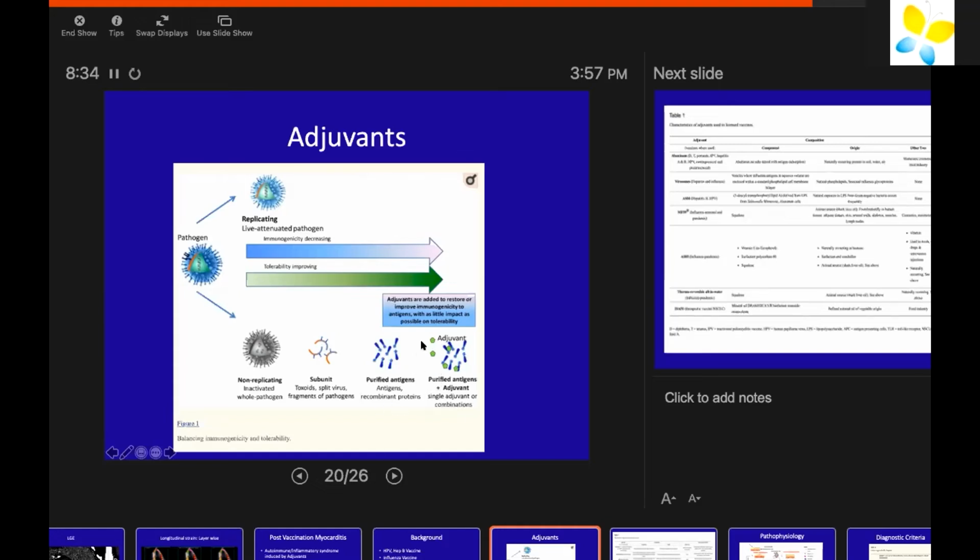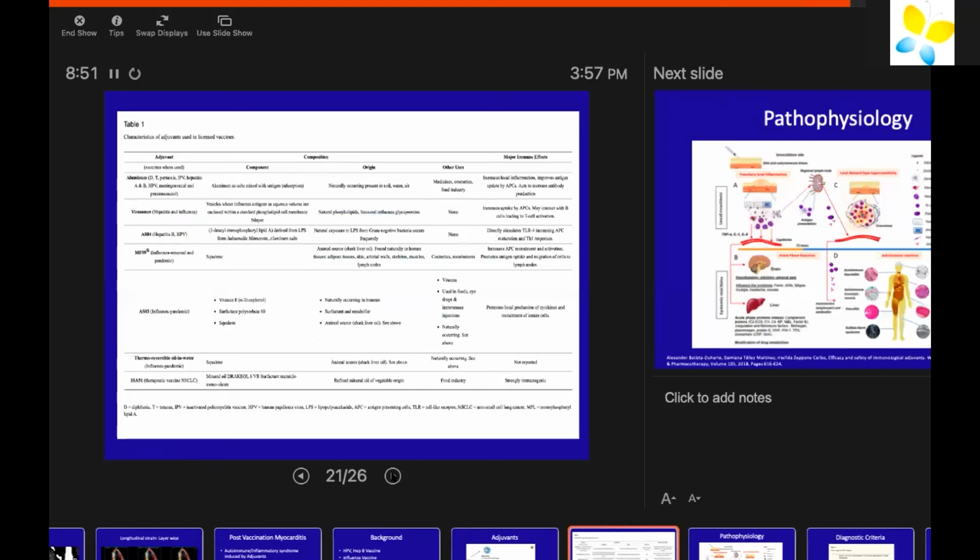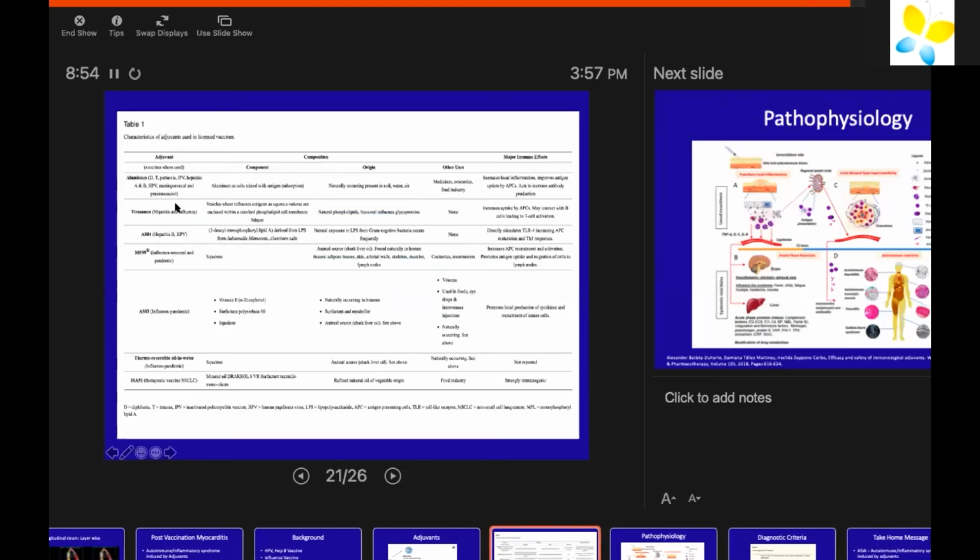So in the newer age vaccines, you have antigens. You don't have the whole virus, you have antigens, plus you have the adjuvant. These reactions are mostly to the adjuvants and not to the vaccine antigen itself. This is a very busy slide, but these are the adjuvants that are commonly used. Aluminum is used. Then there is squalene, used in influenza vaccines, and multiple other adjuvants are used.